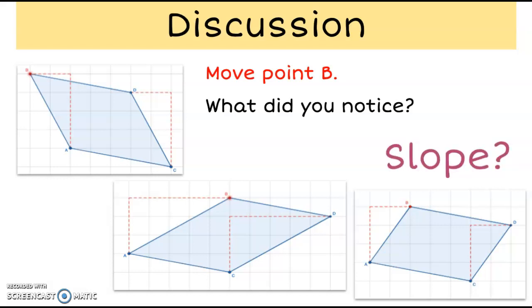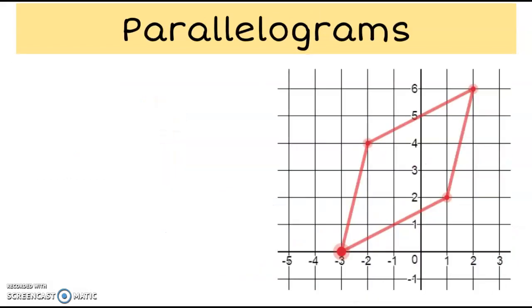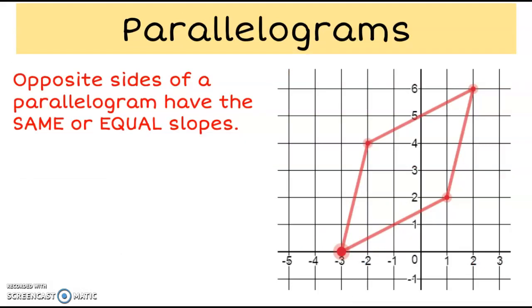You may have noticed that these red dotted lines showed that the slope on the left and the right would always be the same. This is an important idea we will use with parallelograms. Opposite sides of a parallelogram have the same or equal slopes.